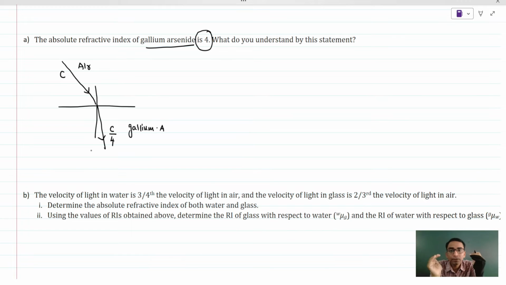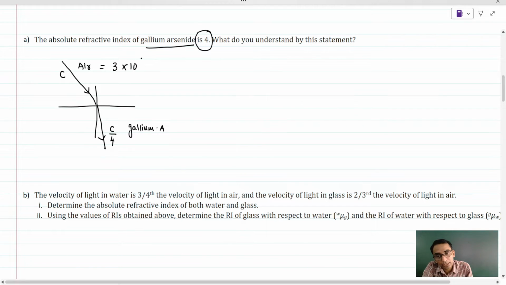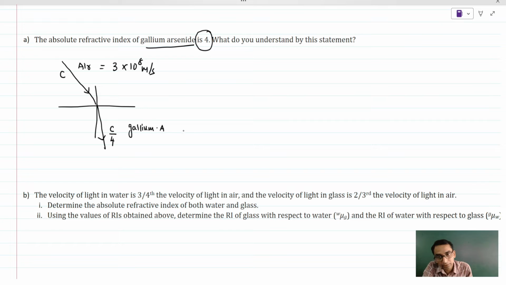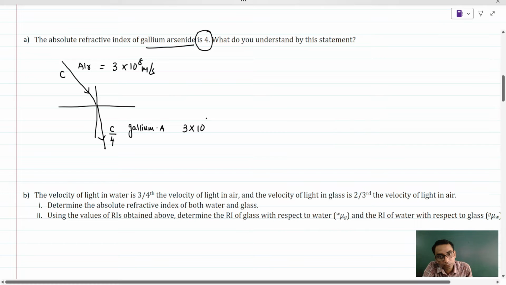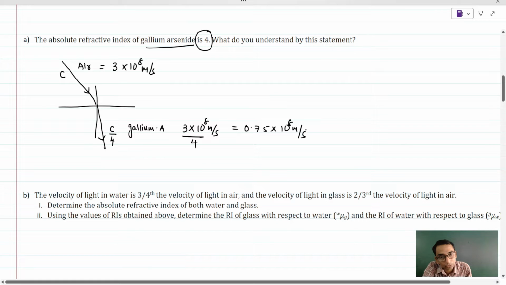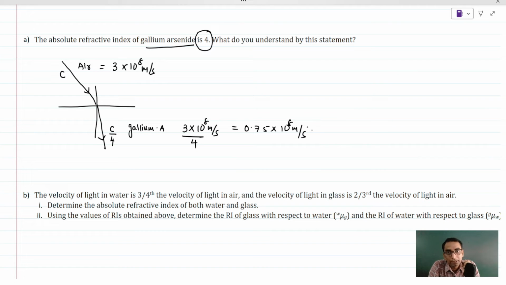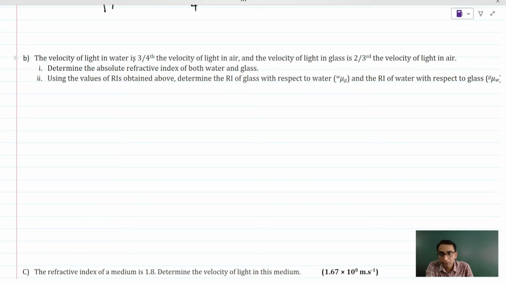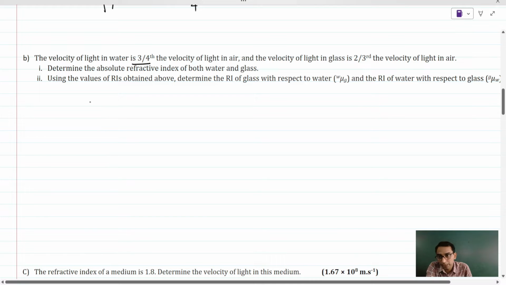So which means the speed of light decreases by 4 times when it enters inside the gallium arsenide from the medium air. So if the speed of light here is 3 into 10 raised to 8 meters per second, here it will be 3 into 10 raised to 8 meter per second divided by 4, which is equal to 0.75 into 10 raised to 8 meter per second. That is what is the meaning. So the wavelength decreases by a factor of 4, speed decreases by a factor of 4. This is what it means. The velocity of light in water is 3/4 of the velocity of light in air.